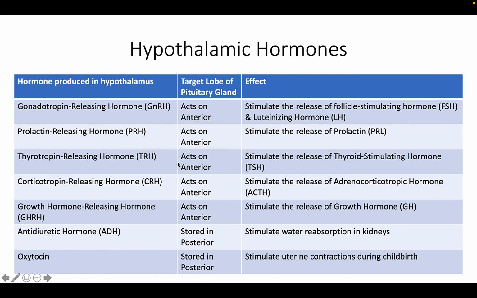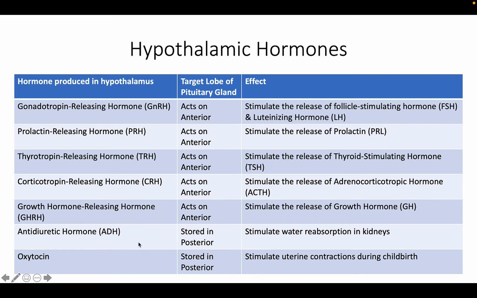Thyrotropin releasing hormone is going to act on the anterior pituitary as well, and it is going to stimulate the release of TSH, not TRH, TSH. So this is thyroid stimulating hormone, and it's going to go on to do exactly that, stimulate the thyroid. Corticotropin releasing hormone releases adrenocorticotropic hormone from the anterior pituitary. And then growth hormone releasing hormone, GHRH, will go on to stimulate the release of growth hormone from the anterior pituitary. And then we already covered antidiuretic hormone and oxytocin.